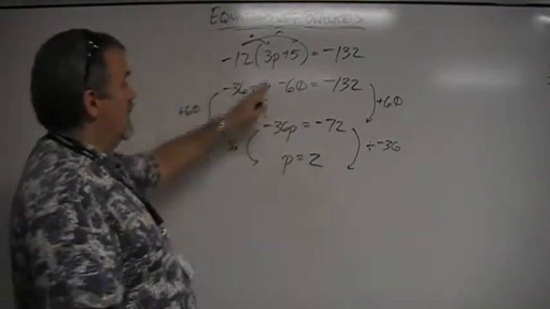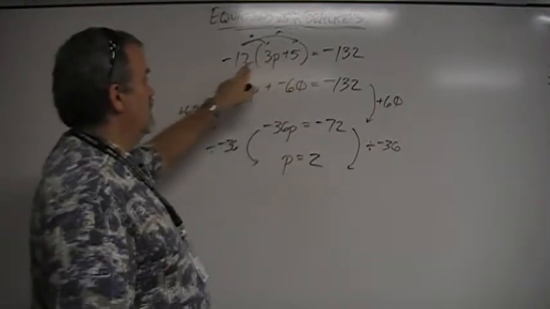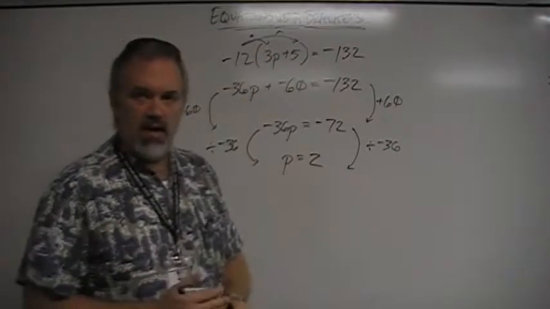Again, I can put it back in. 3 times p is 6, plus 5 is 11, times negative 12 gives me negative 132.